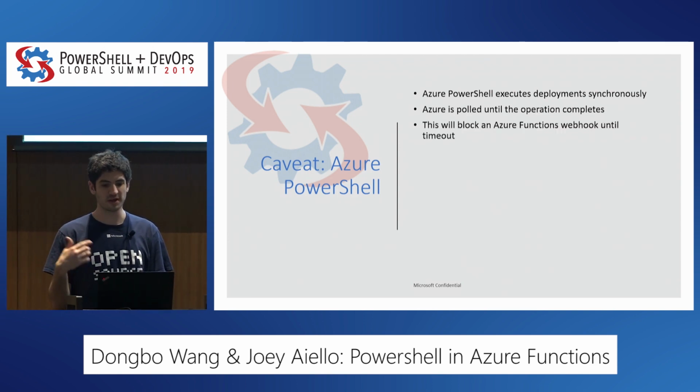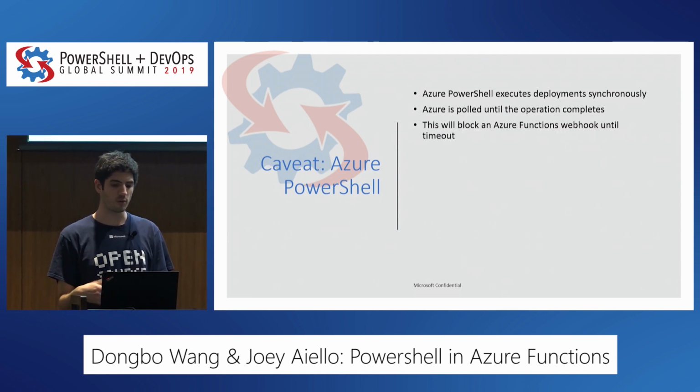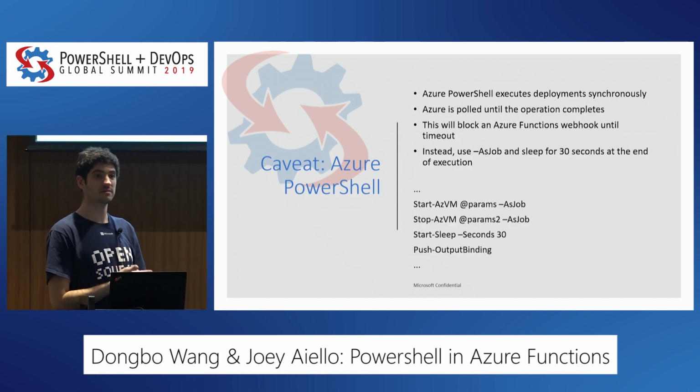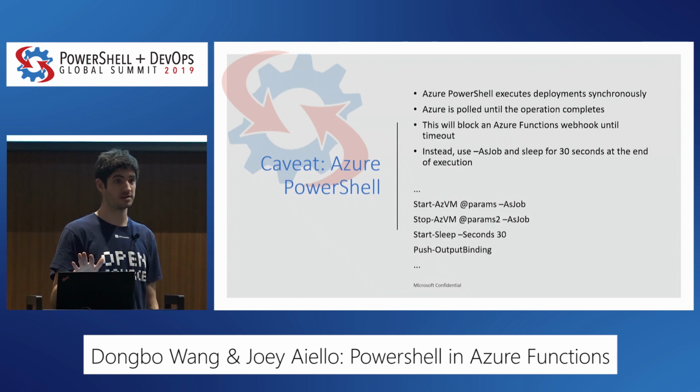Hold until the operation completes. Without the AsJob, it will block an Azure Functions webhook until the timeout. So we have a hack. This is a hack. We're going to fix this in the future.